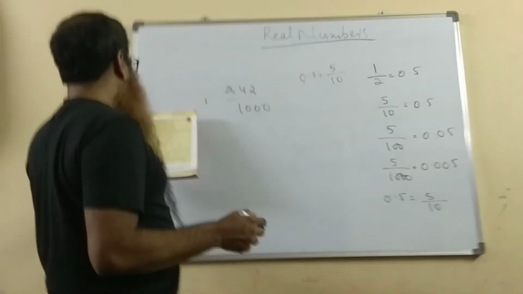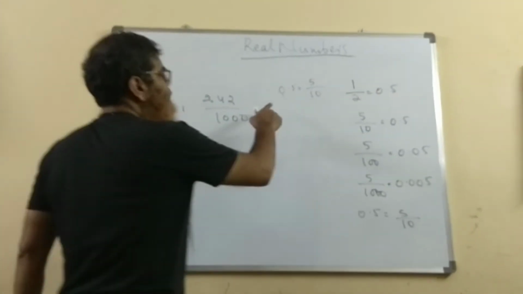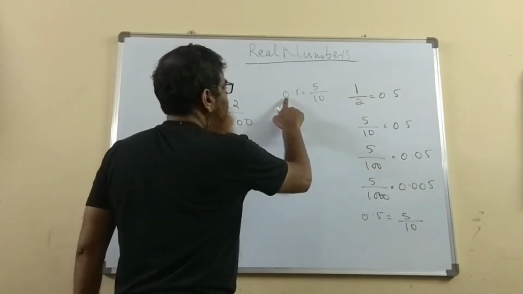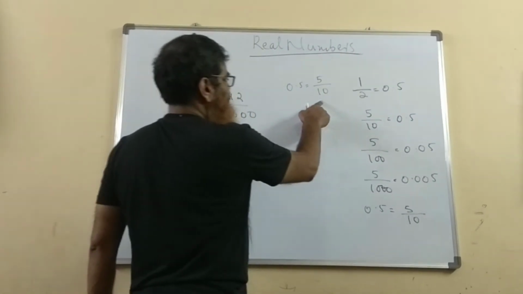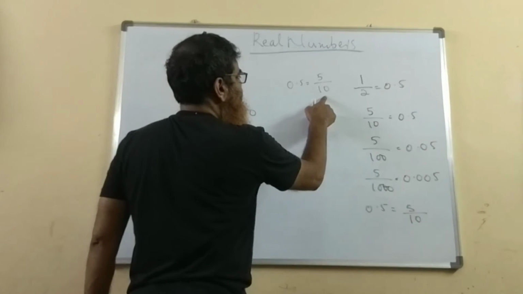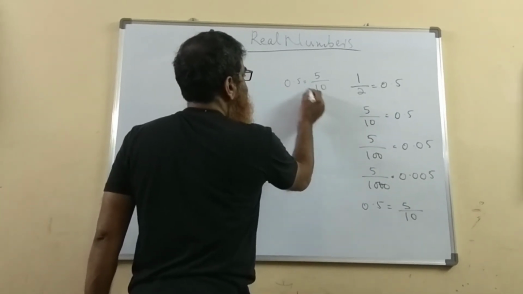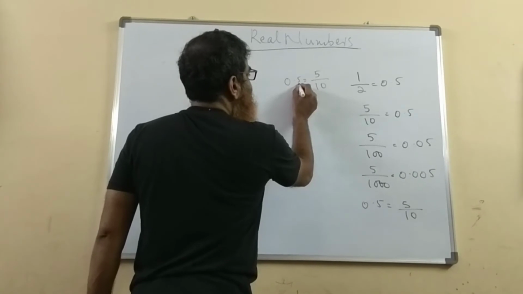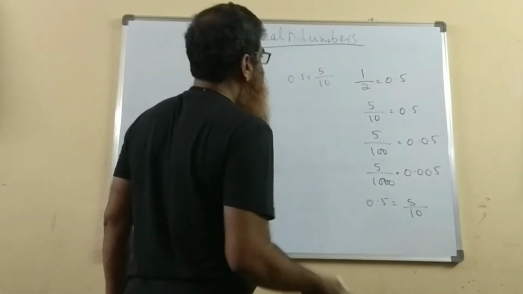The question is to express the following rational numbers in decimal form. We know we have done this, if you remember. We converted decimals into rational numbers or fractions. 0.5 is equal to... we have learned that for the point you take a 1 in the denominator, and as many numbers as there are after the decimal, that many zeros go on the right side of 1.